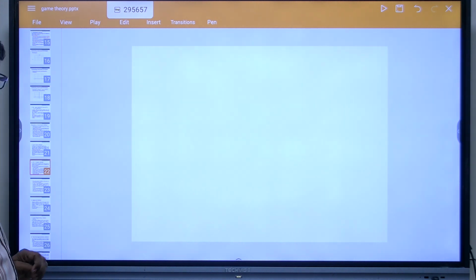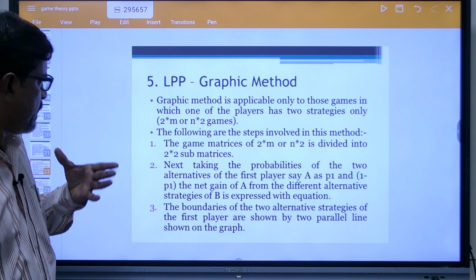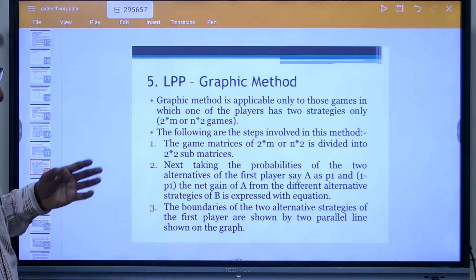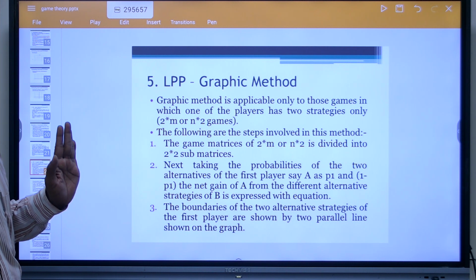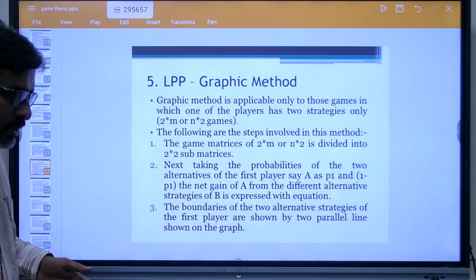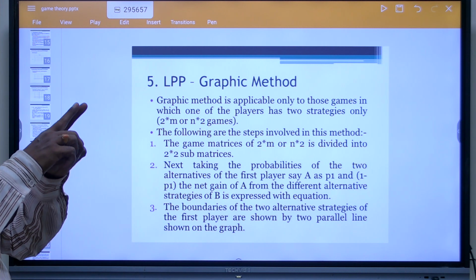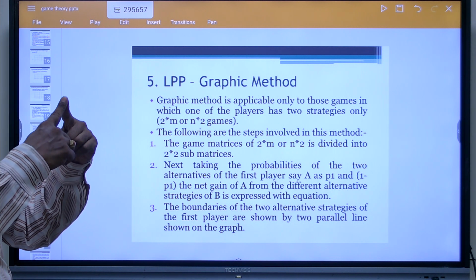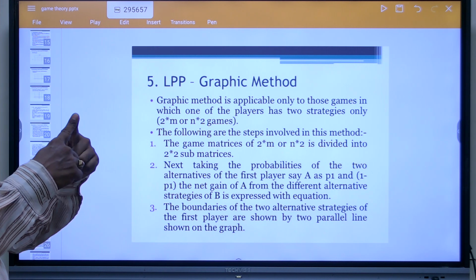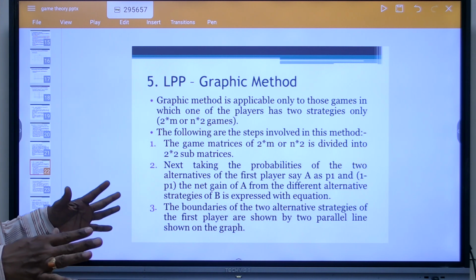We have the LPP, the graphic method. In this method, we will draw from the payoff matrix 2 values over the scale, and we will draw the graph, and accordingly we will decide. We will come to a point that these 2 strategies be applied for the course of action for finding the solution, and the other courses of action will be reduced.